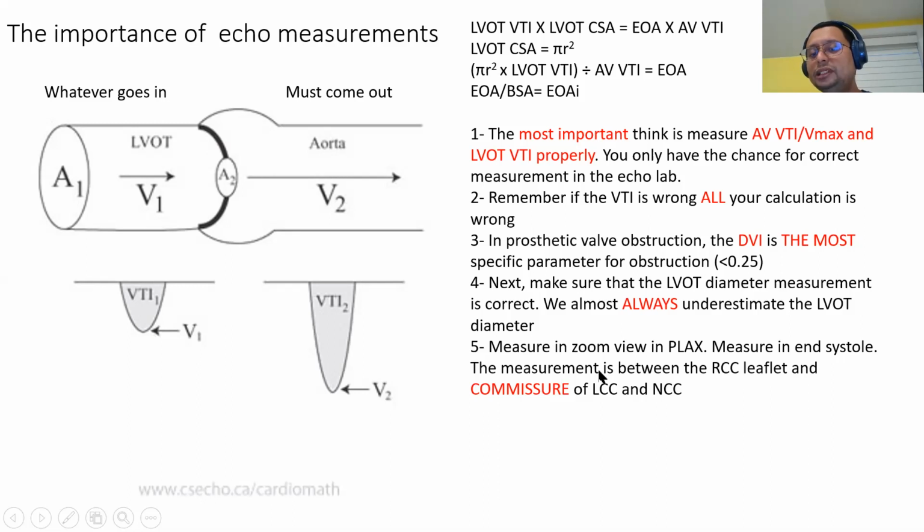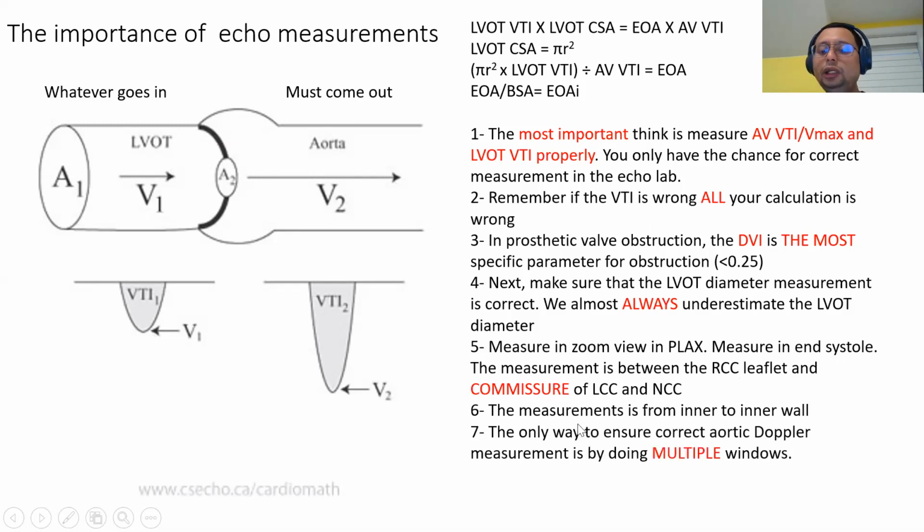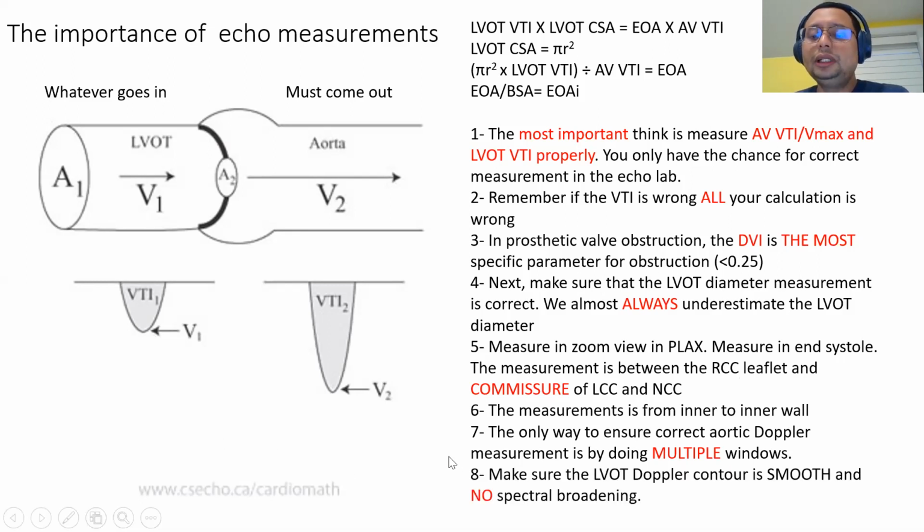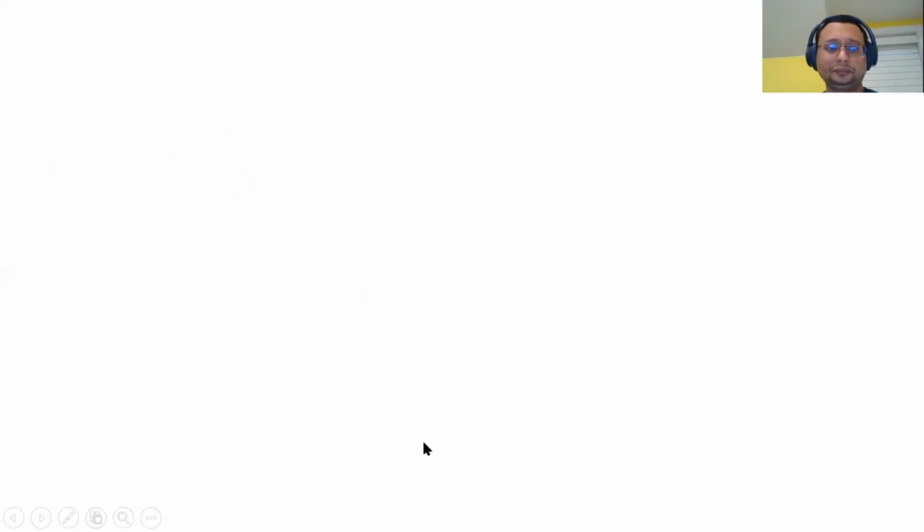In native valve, the measurement is between the right coronary cusp leaflet and the commissure between the left coronary cusp and non-coronary cusp. So the leaflet tips and commissure. And the measurement is from inner to inner wall. The only way to ensure correct aortic VTI measurement is by doing it in multiple windows. Okay, so you have to go right parasternal as well. So make sure the LVOT Doppler contour is smooth and there is also no spectral broadening.